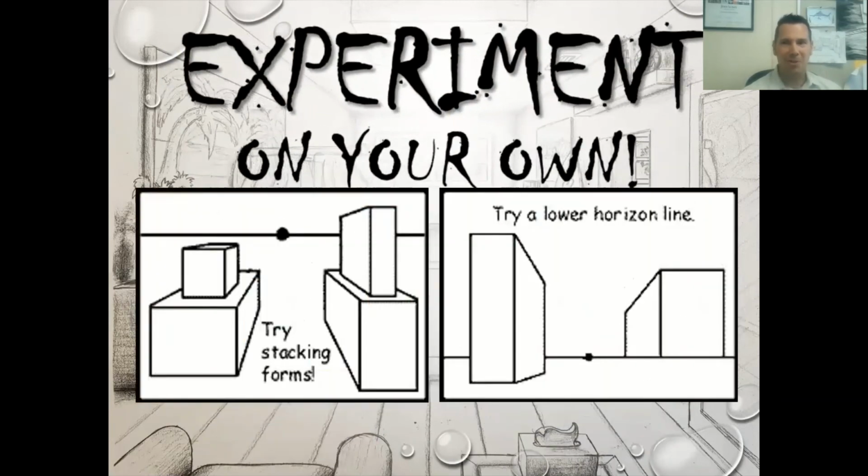If you really want to challenge yourself, you can experiment by stacking some of those shapes to make a stacked looking building, skyscraper maybe, chimney maybe on a roof. Try that. And the next time, if you want to try this at home, the next time you try it, maybe try lowering that horizon line or raising that horizon line.